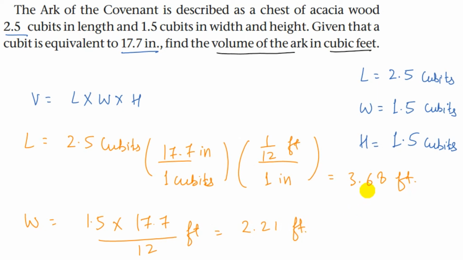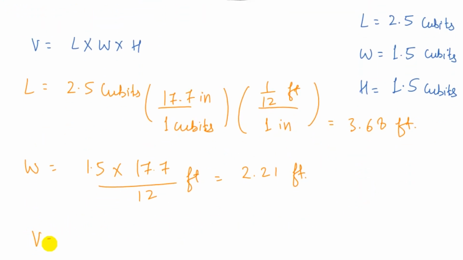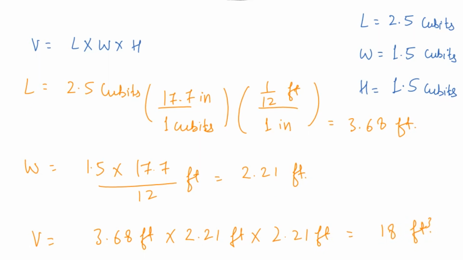Now we can easily calculate the volume. Volume is length multiplied by width multiplied by height. The length is 3.68 feet, multiplied by the width, which is 2.21 feet, multiplied by the height, which is also 2.21 feet. So the answer would be nearly 18 cubic feet. This is the solution, and this is the way we convert the units.